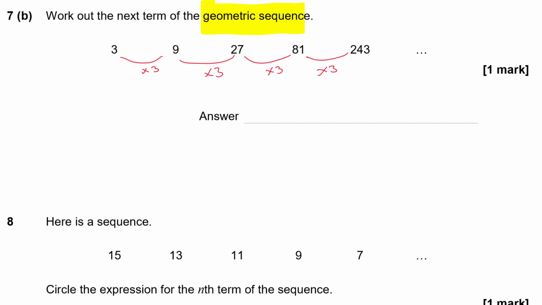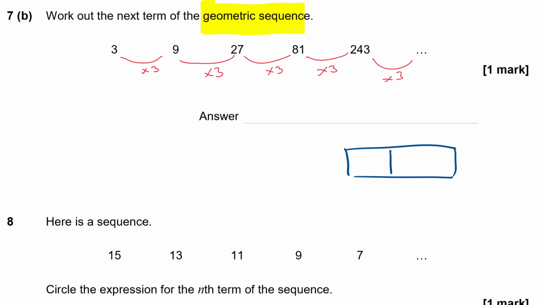Apparently if I take 81 and times it by 3, I'm going to get 243. So to get the next value in this sequence, I need to multiply 243 by 3, don't I? I have to times that by 3 to get the last number there. Okay, so what is 243 times 3? Well, let's multiply it up.